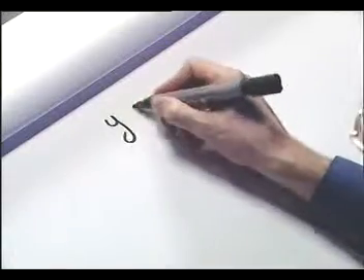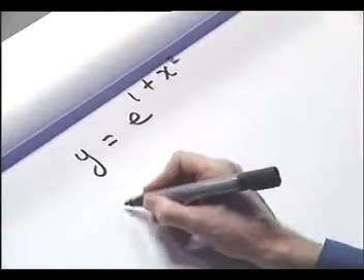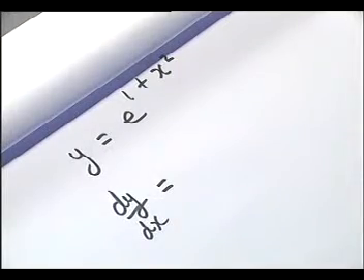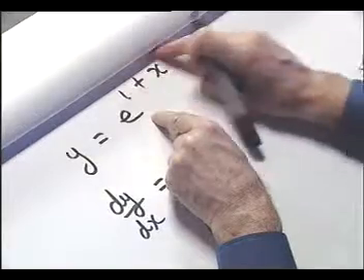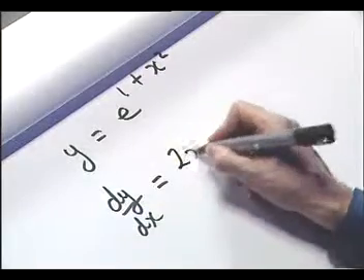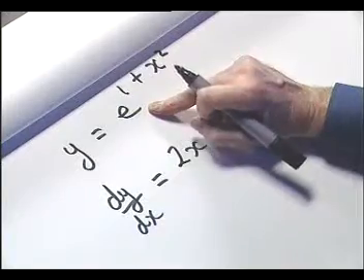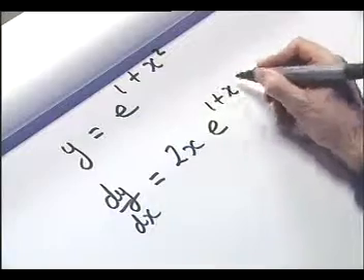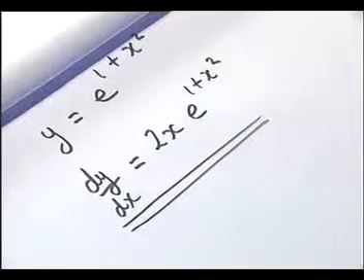So let's begin with y equals e to the 1 plus x squared. And dy by dx is equal to, well, we can identify the g of x, it's this up here, the power of the exponential function. And so if we differentiate that, it's 2x. And now we want the derivative of the exponential function. It is its own derivative. So that's e to the 1 plus x squared. Able to write it down straight away.